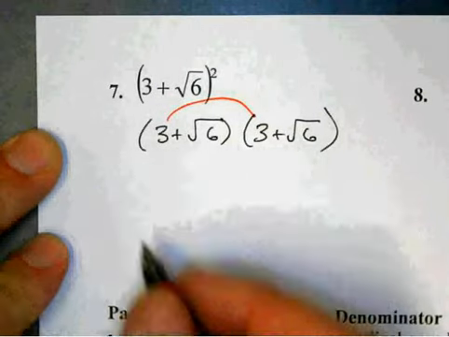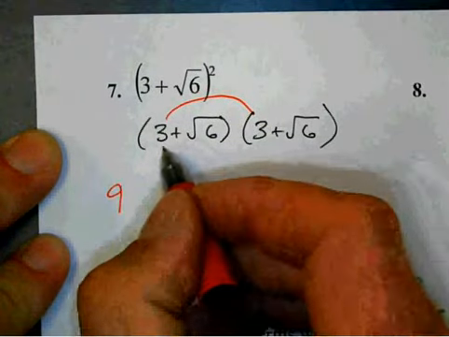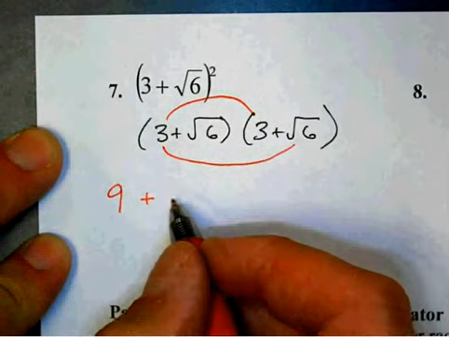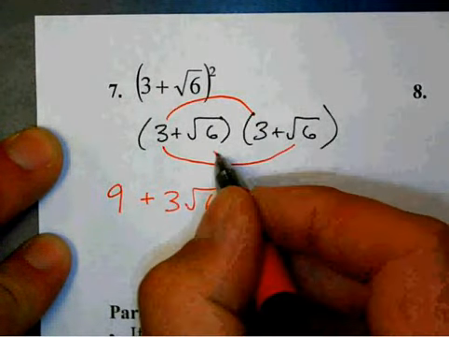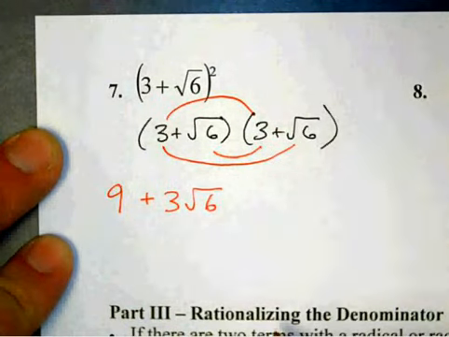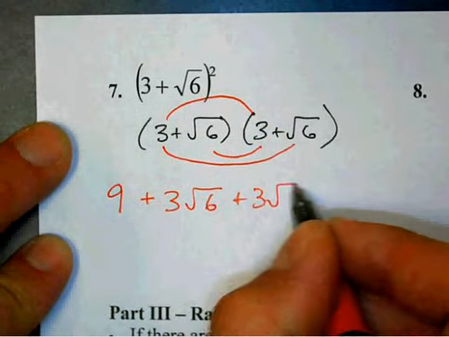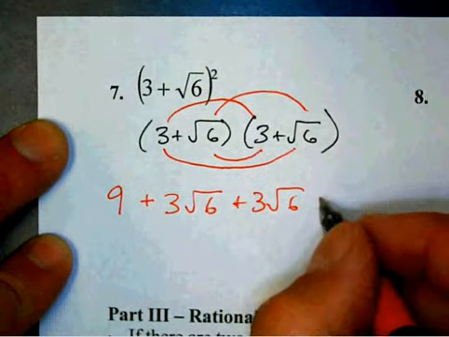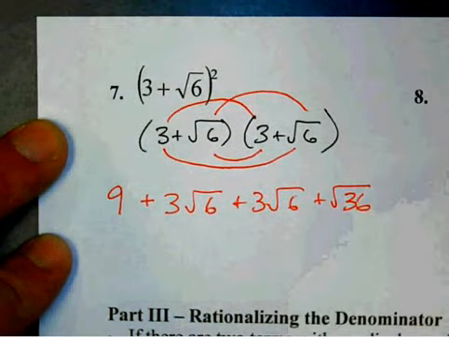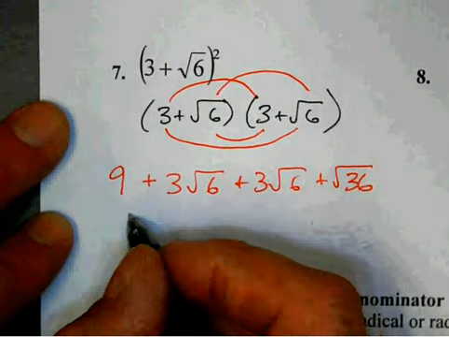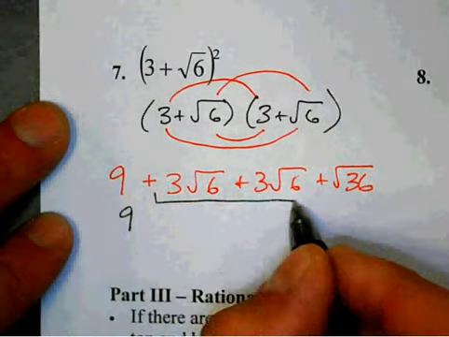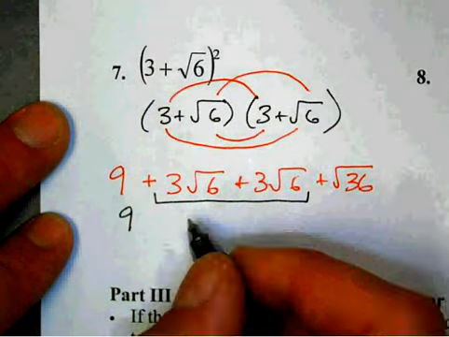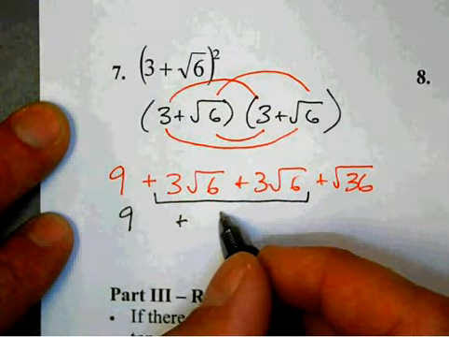Here we go. First, 3 times 3? 9. Outside, 3 times root 6. 3 root 6. Inside, root 6 times 3. 3 root 6. Last, root 6 times root 6. Root 36. All right? The 9 comes down. What do these two do? They go together.